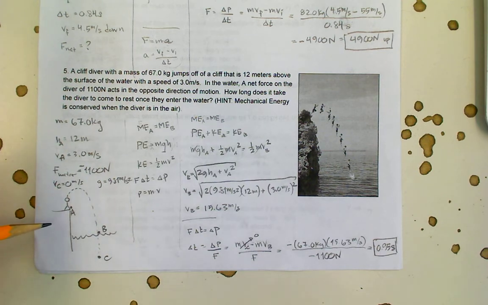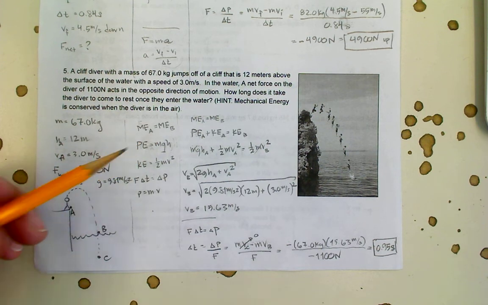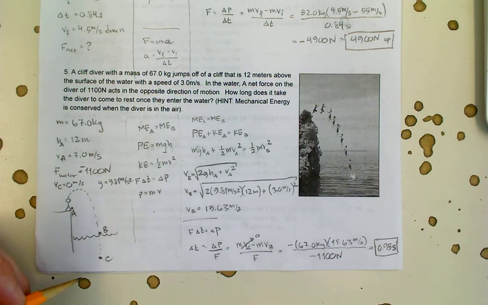This makes it a little bit challenging to use final and initial subscripts, like the final mechanical energy is equal to the initial mechanical energy, because we have three different points, and so we've got to be really clear about what points we're comparing. So that's one important issue here.